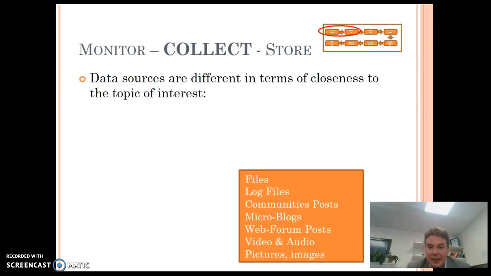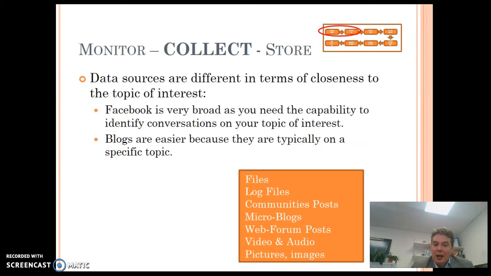So to collect, the data sources are different in terms of closeness to the topic of interest. So Facebook is really broad. It could be everything from cats to politics to space exploration. Every single topic you can imagine is on Facebook. The blogs are an awful lot easier because they're on a specific topic.